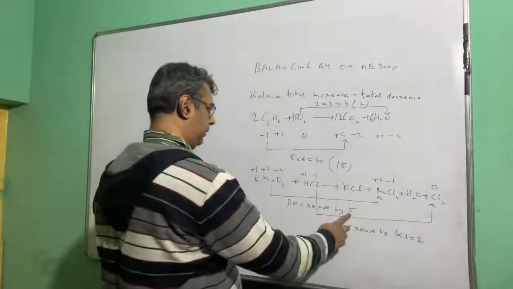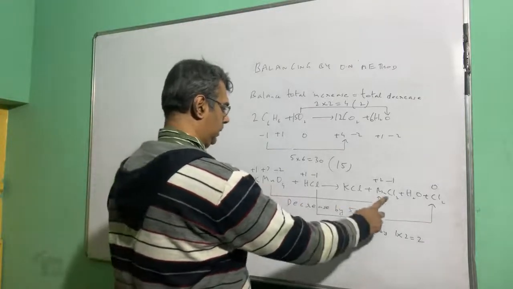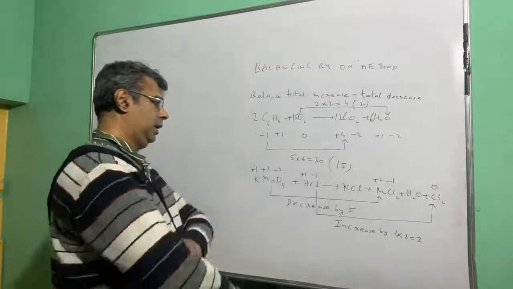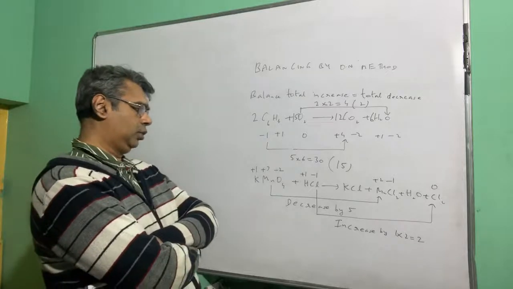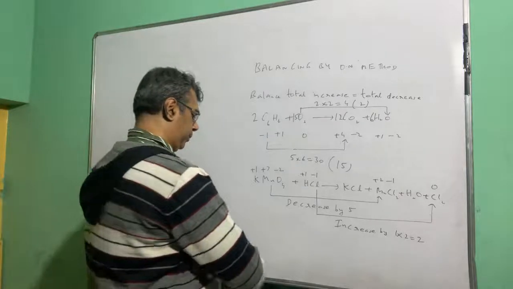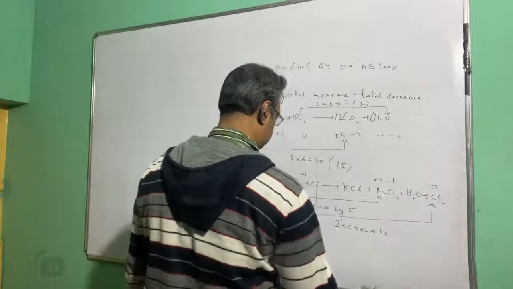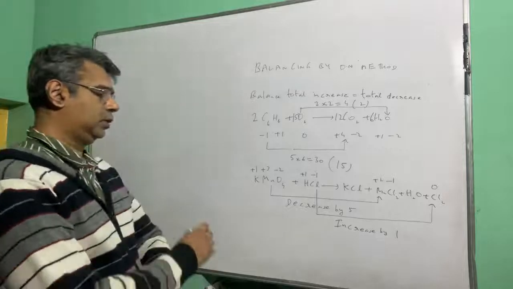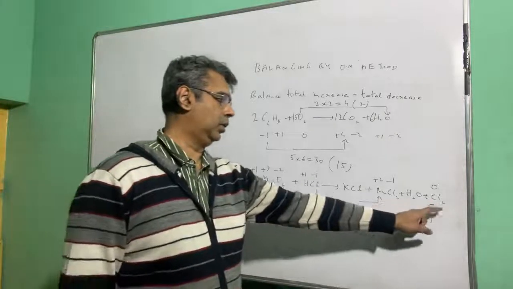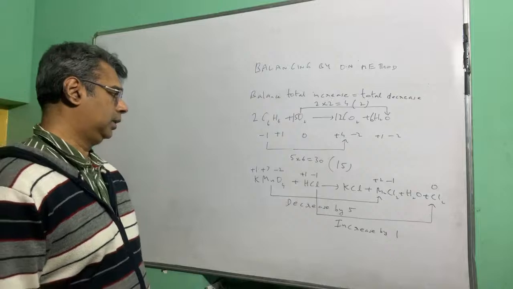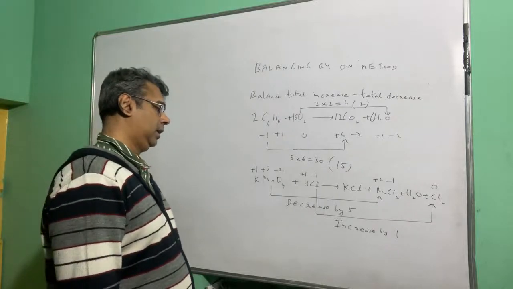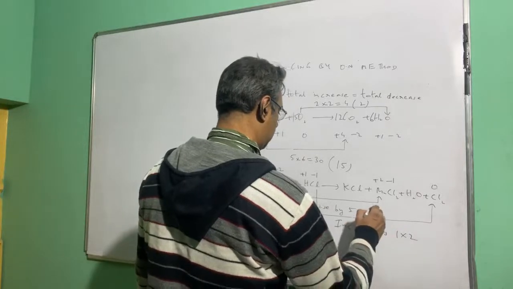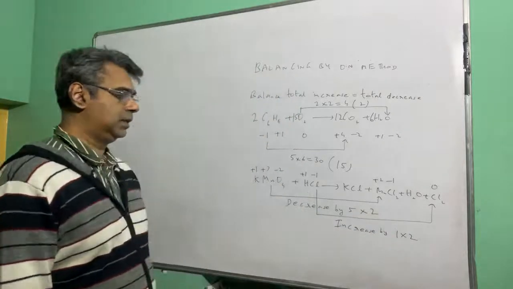Manganese is decreasing by 5, so this is plus 7, this is plus 2, and chlorine is increasing by 1, but there are 2 chlorines. Okay, so chlorine is increasing by 1, but there are 2 chlorines, like here there are 2 chlorines. So because there are 2 chlorines, you multiply this with 2. In that case, you'll have to multiply this with also 2.